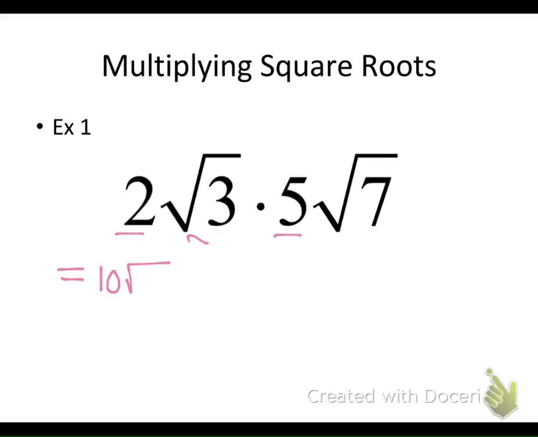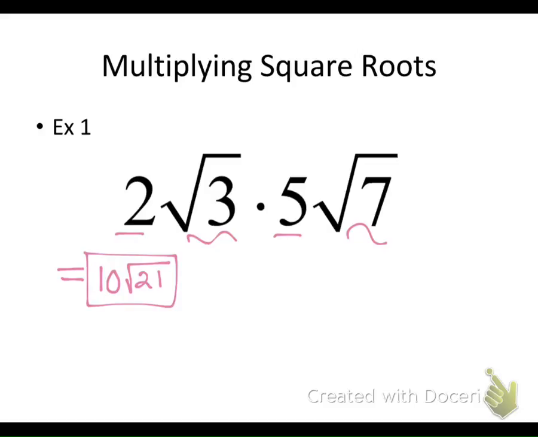And then you're going to multiply your radicands. So what's 3 times 7? 21. That's your final answer. So 10 square root 21.